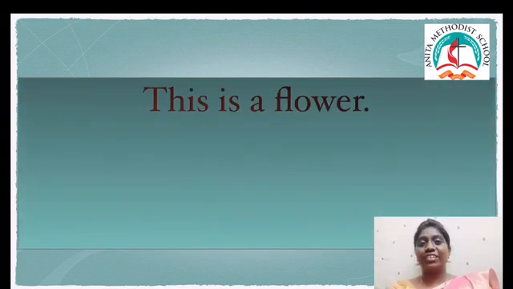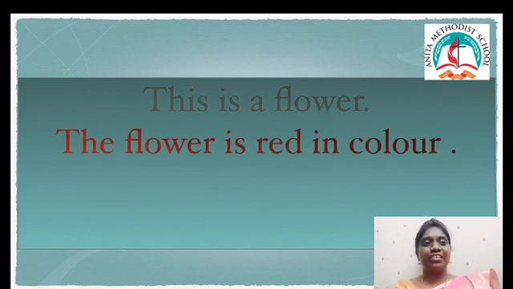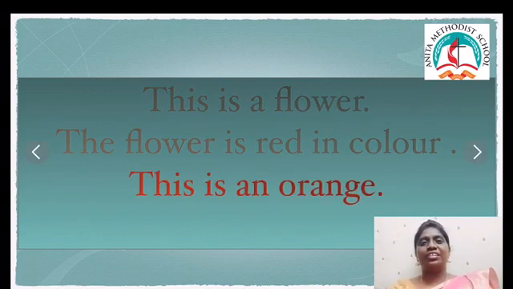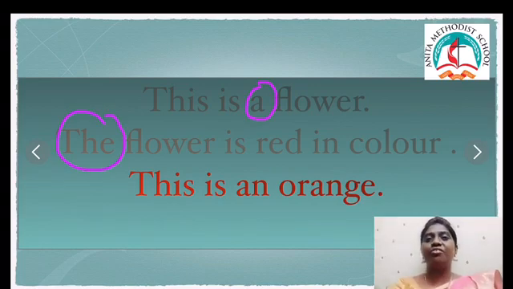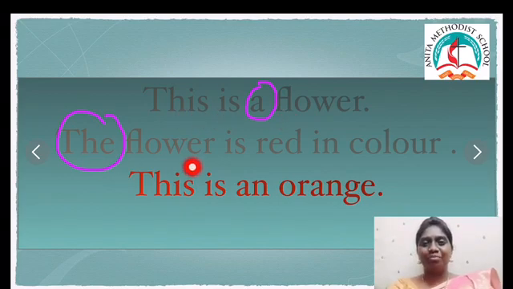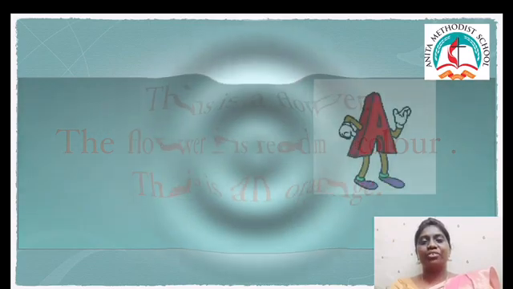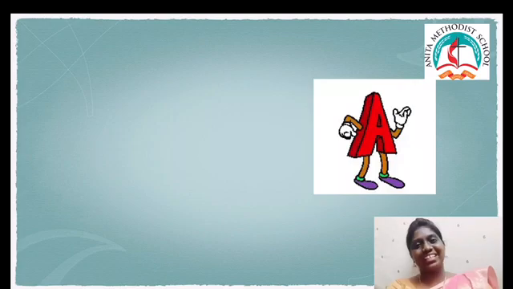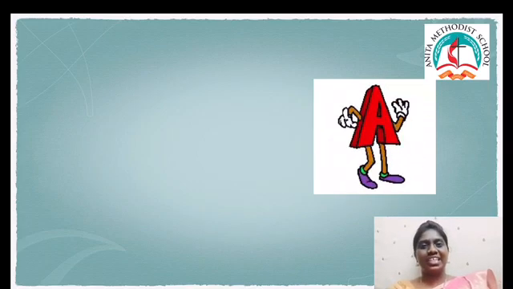Now look at these sentences. This is a flower. The flower is red in color. This is an orange. Now you can ask me a question. What question? Miss, in the first sentence you said a flower, but in the second sentence you said the flower. So what is the difference between a flower and the flower? Let's learn briefly about that, children. Now what article is it? Exactly, it's a. We use a when a noun begins with a consonant letter.